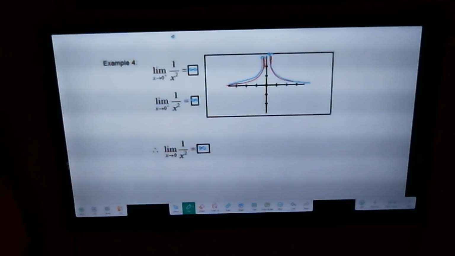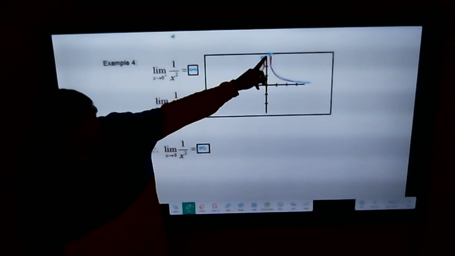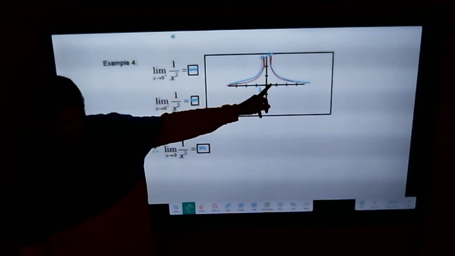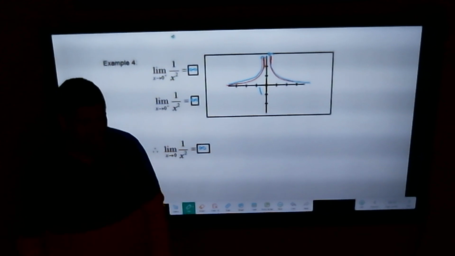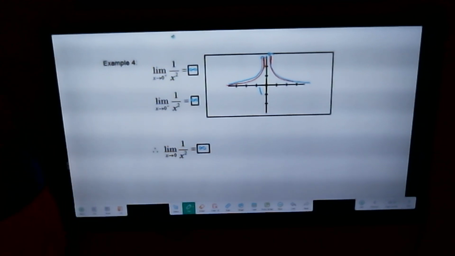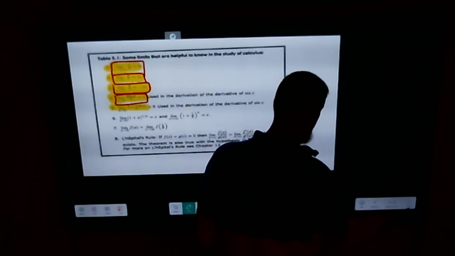It's never ending. Does it matter that they never actually touch each other? No? So the answer is never ending? No, the answer is infinite. And a never ending limit. Alright, I think we've done.